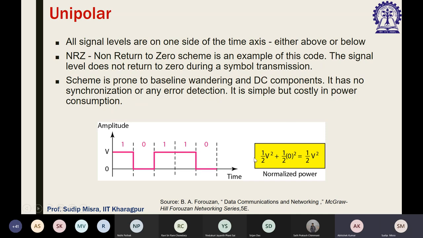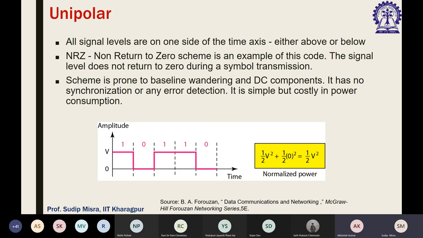So if you look at the power, what is the average normalized power? It is going to be half of V square. How? Power is measured as what? From your basic physics, power is measured as the product of V and I, voltage and current, right? And what is I? If you want to represent it in terms of V and R, I equals V by R. So you can also say that power equals V square by R.